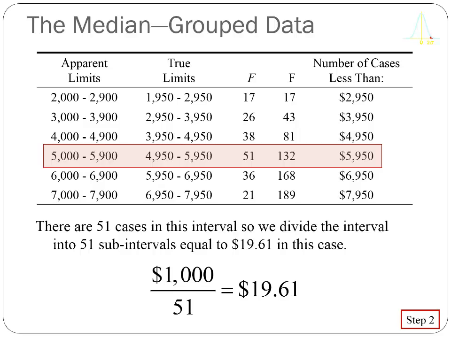The first case is right at the true lower limit, and then I count up $19.61, and there's my second case, and then I move another $19.61 through the interval, and I do that 51 times, each time moving $19.61.